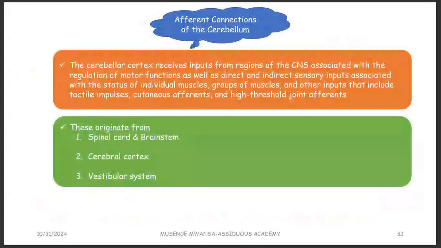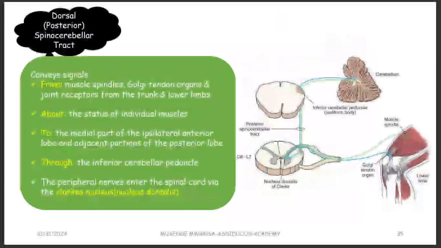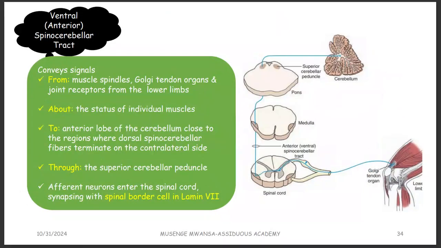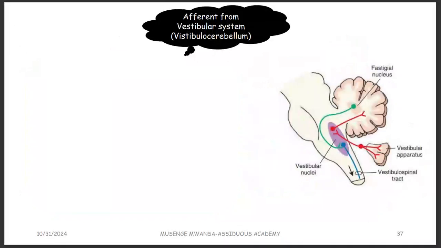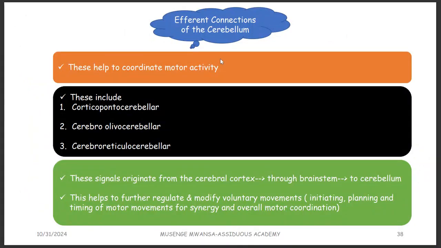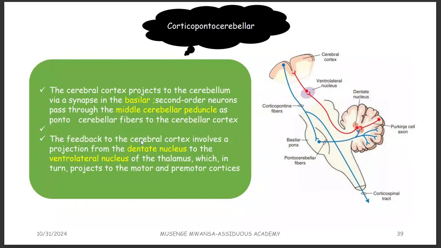Of the afferent connections, you have those coming from the spinal cord, from the cerebrum, and then from the vestibular system, basically the ear. That is what I want us to take note of. These tracts we already did when we were talking about the ascending and descending tracts. And then the efferent ones, those which come from the cerebellum. Remember, they are going out. So cortico-pontocerebellar, this one is coming from the cerebral cortex to the cerebellum, so this one is supposed to be afferent. And then cerebro-olivocerebellar, passing through the olives and then the cerebellum. You can just tell from the name.